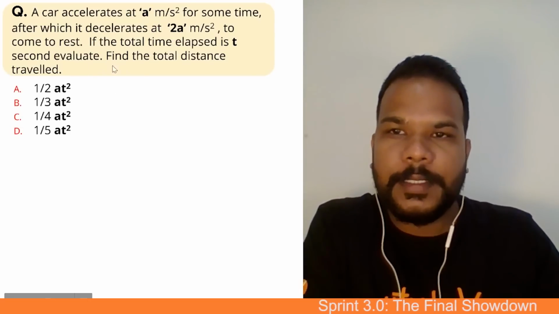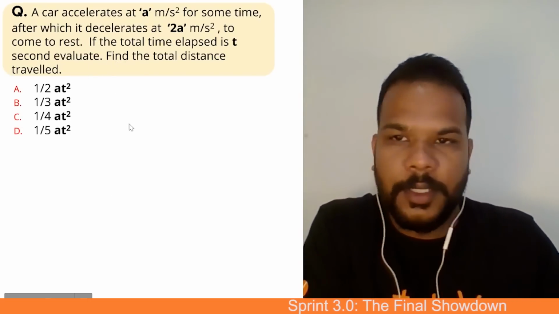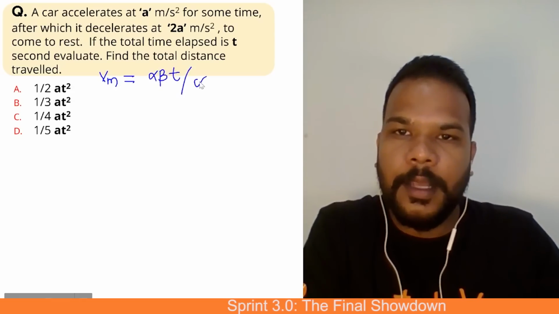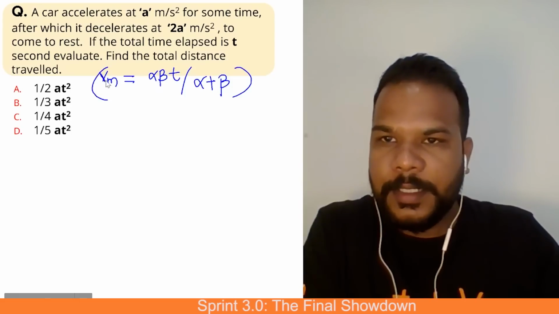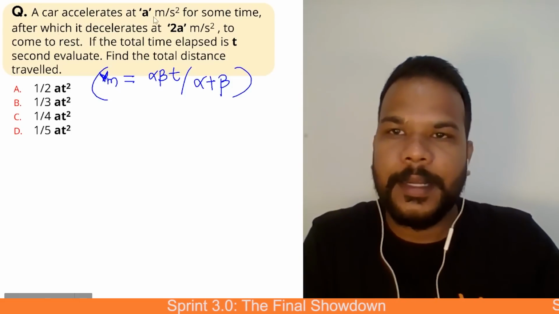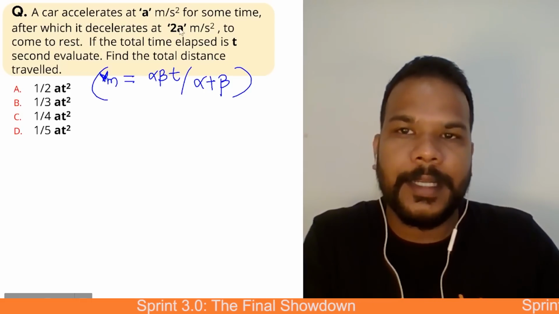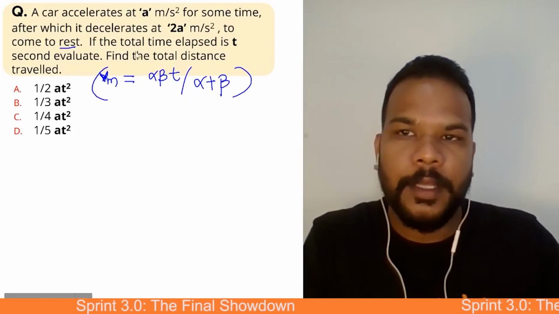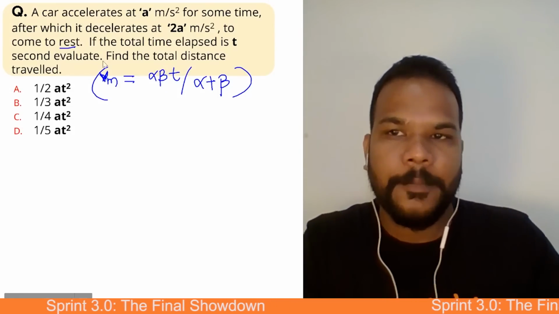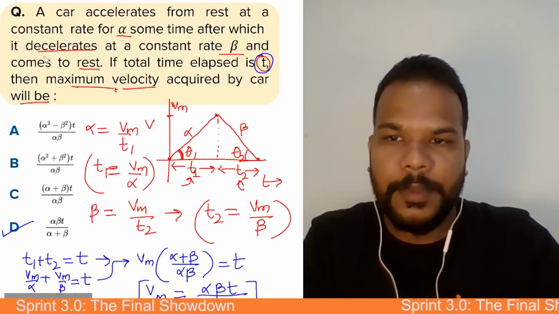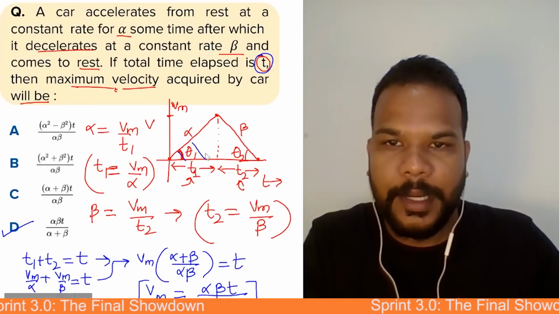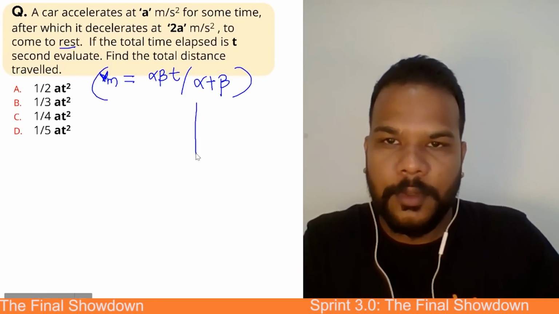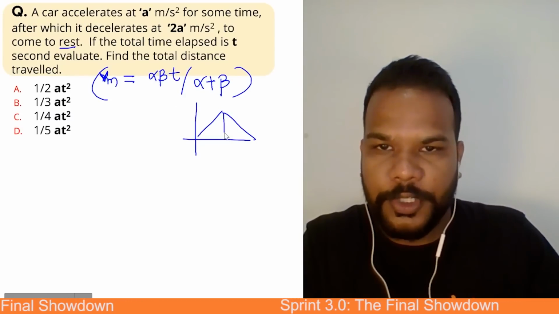अब नेक्स्ट क्वेश्चन जो है, it is kind of related to the previous question. रिमेंबर that वहां पे जो maximum velocity हमने find out की है वो है alpha beta t upon alpha plus beta. Now similar is this question. इस क्वेश्चन में बोला है car accelerates at a rate a and then decelerates at a rate 2a and then finally comes to rest. Means previous question वाला ही graph है. So if the total time elapsed is t, then find out the total distance traveled. मतलब इस वाले क्वेश्चन में जो भी ये triangle बन रहा है उसका area find out करना है हमें. ठीक है गाइस, तो मैं क्या करता हूँ, यहाँ पे graph draw कर देता हूँ और उसका area find out करने की कोशिश करते हैं हम लोग.